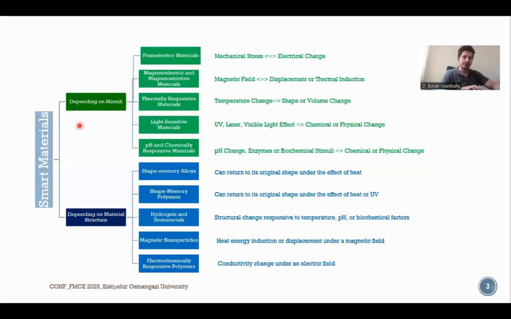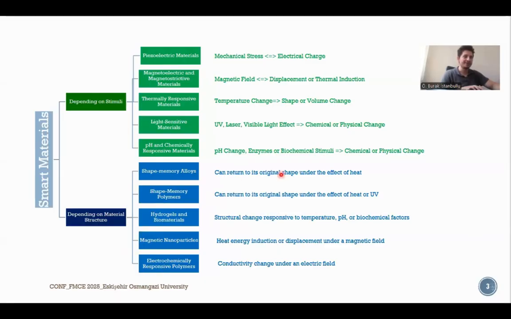Smart materials are generally classified into two main categories based on the environmental stimuli and material structure. Smart materials classified by environmental stimuli include piezoelectric materials, magnetoelectric and magnetostrictive materials, thermally responsive materials, light-sensitive materials, pH and chemical responsive materials. Smart materials classified by material structure include shape memory alloys, shape memory polymers, hydrogels and biomaterials, magnetic nanoparticles, electrochemical responsive polymers.